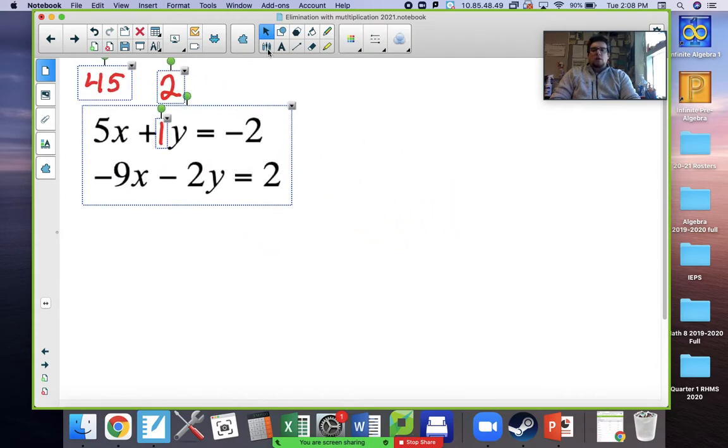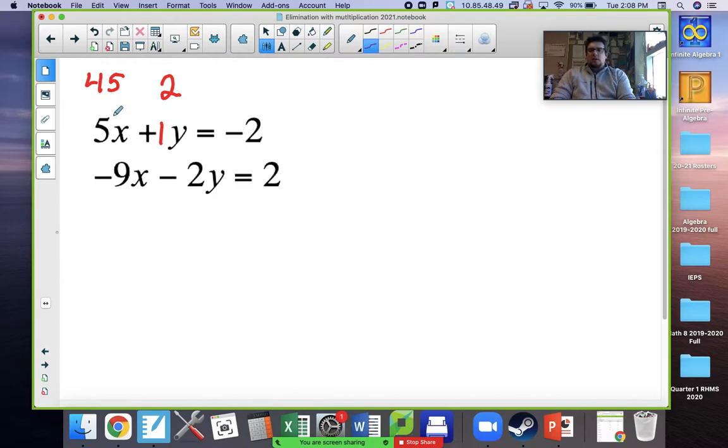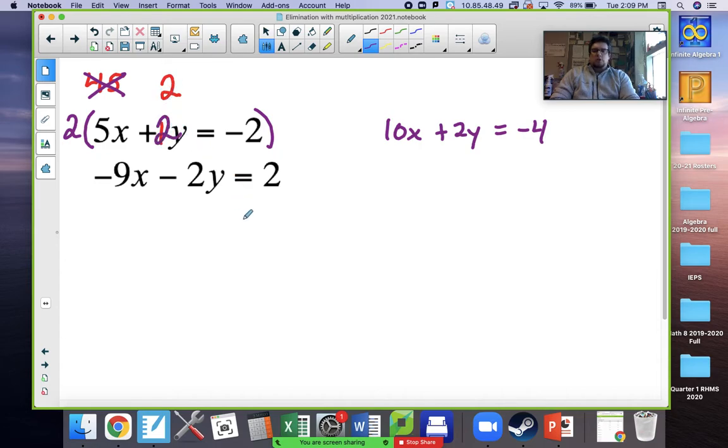We want to pick what looks to be easier. So we're going to make both of these y's be 2's. We make this one become a 2 by multiplying by 2, but anything we do to one part of an equation, we have to do to everybody. So 2 times 5 gives us 10x. 2 times 1 gives us 2y. 2 times negative 2 gives us negative 4. We now have an equation that says 2y. Our second equation, we don't have to do anything to it. It already says 2y.